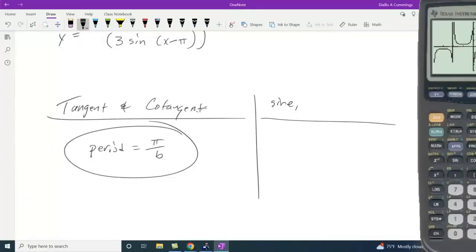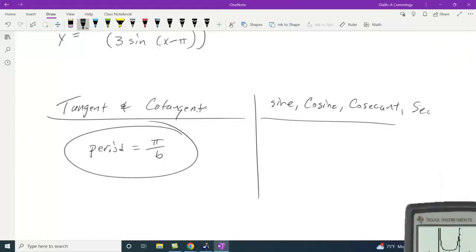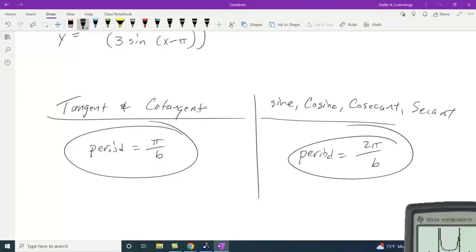For sine, cosine, cosecant, and secant, the formula for the period is 2 pi over b. So that's where they differ. The tangent and the cotangent are pi over b. The other 4 trig functions are 2 pi over b.